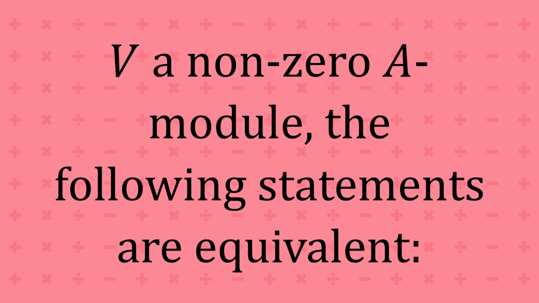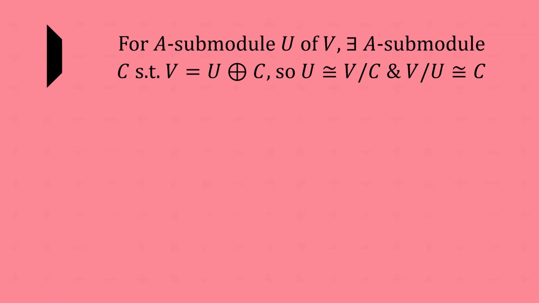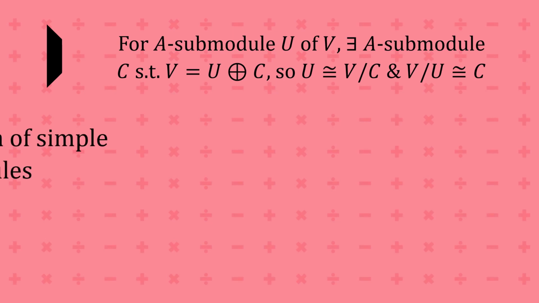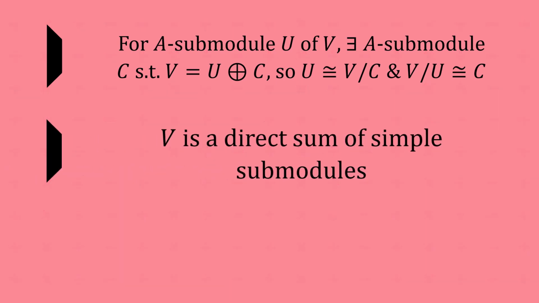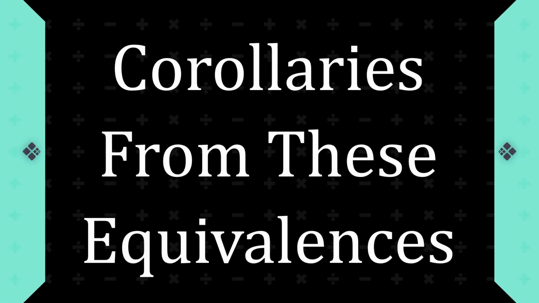If V is a non-zero A module, the following statements are equivalent. First, for every A submodule U of V, there exists an A submodule C of V, called the complement to U in V, such that V is equal to the direct sum of U and C. So for all U, a submodule of V, we have that U is isomorphic to V over C, and V over U is isomorphic to C. Second, V is the direct sum of simple modules. And third, V is a sum of simple submodules.